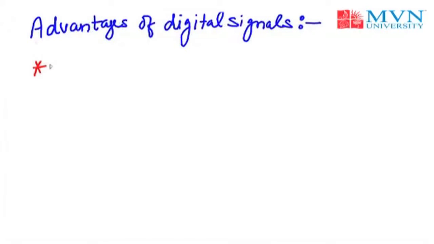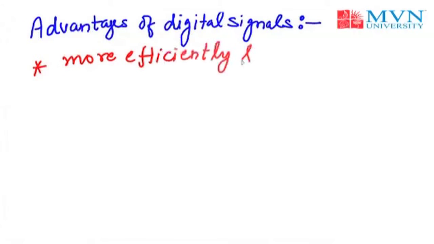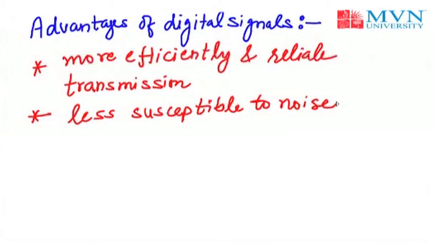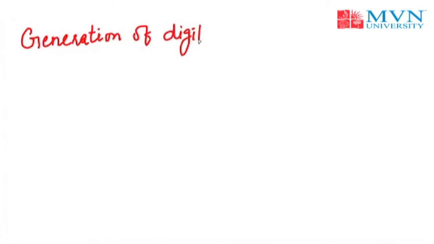Now we will discuss the advantages of digital signals over analog signals. First advantage is digital signals can be processed and transmitted more efficiently and reliably. And second advantage is digital systems are less susceptible to noise. In the natural world, there are only analog signals. Now the problem is how we will generate a digital signal from analog signals. Now we will discuss how we can generate a digital signal from analog signals.